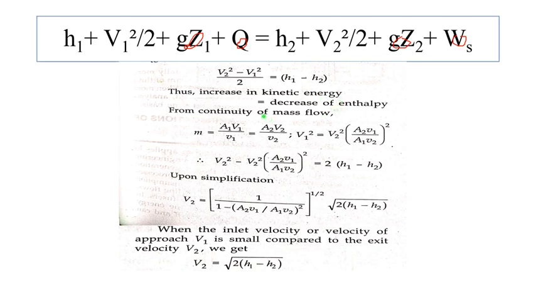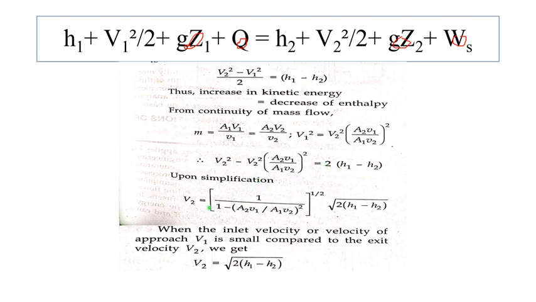Now using the continuity equation, we know that m is equal to A1V1 by v1 is equal to A2V2 by v2, where A1, V1 and A2, V2 are areas of cross section and velocities of fluid at inlet and outlet respectively, and small v1 and v2 are specific volumes of fluid at inlet and outlet respectively. Getting V1 from this equation, we have V1 square is equal to V2 square multiplied by (A2 v1 divided by A1 v2) whole square. Using this value of V1 in the above equation, we have V2 square minus V2 square multiplied by (A2 v1 divided by A1 v2) whole square is equal to twice (h1 minus h2).